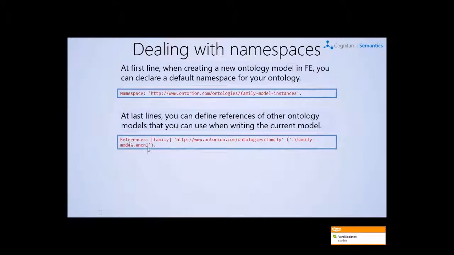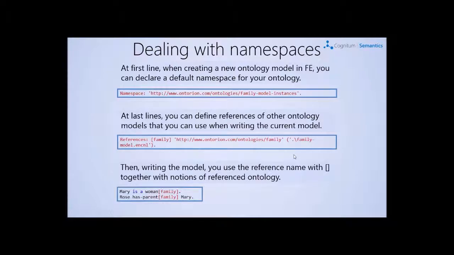Here you see it's a CNL file, but it's possible to link every kind of OWL file or RDF. And here it's local, but it's also possible to do it on the internet. And then when we are writing in the CNL, we are writing something like "Mary is a woman", and here we are giving the namespace, and so we know that this woman will be taken from this namespace. So this is exactly how it works in OWL, but this is the way in which it's possible to do it in OntorionCNL.